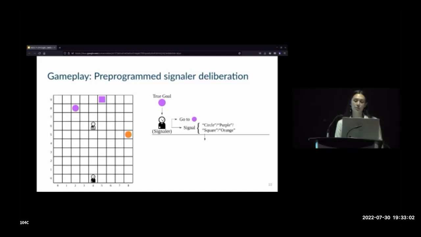Oh, sorry, one more thing I want to add is that the signaler here is pre-programmed. There is no real person playing with them, but participants are not told that. They're simply told that the signaler is being cooperative.